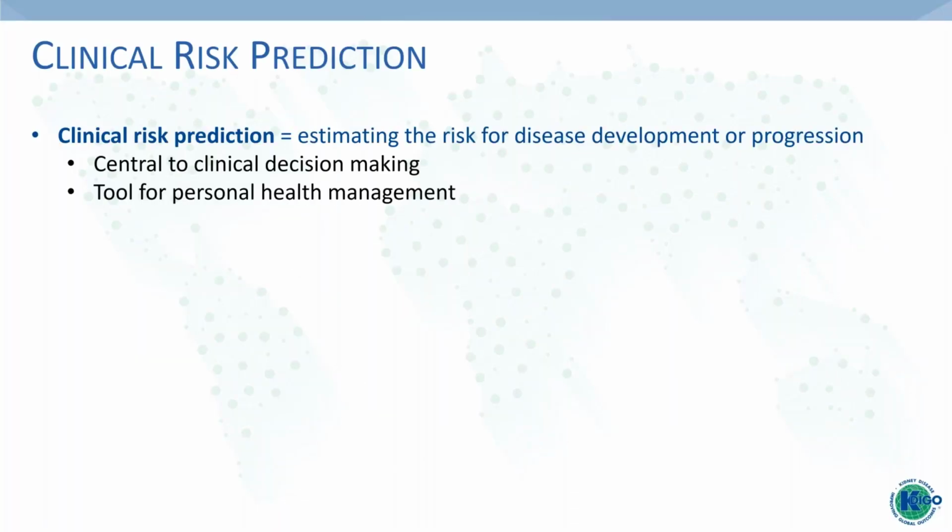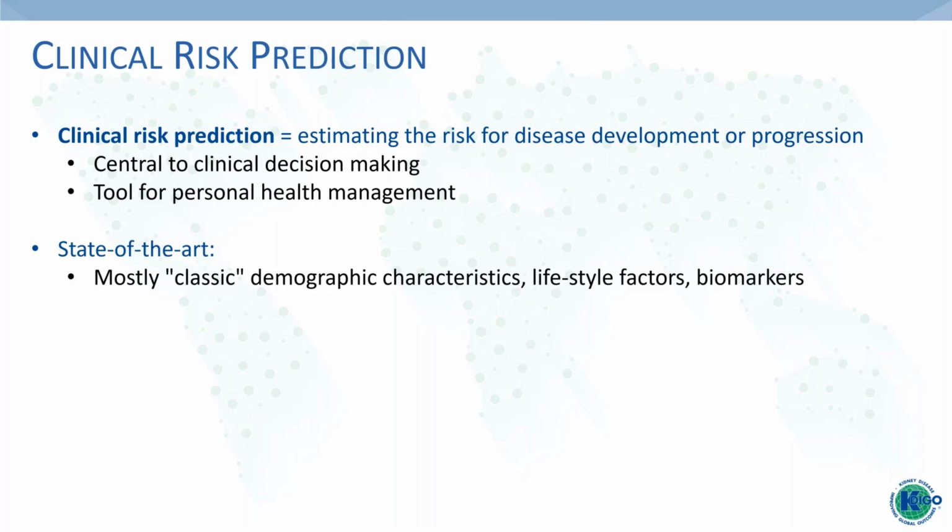Clinical risk prediction means estimating the risk of individual persons for disease development or progression. This is not only very important for clinical decision-making, especially for early disease detection and prevention, but also as a tool for personal health management. Today, clinical risk prediction is mainly based on classic demographic parameters, such as age and gender, lifestyle factors, such as BMI, alcohol, or smoking status. Furthermore, it includes measurements such as blood pressure and biomarkers such as creatinine. Often, the biomarkers are closely related to the disease and near disease onset.